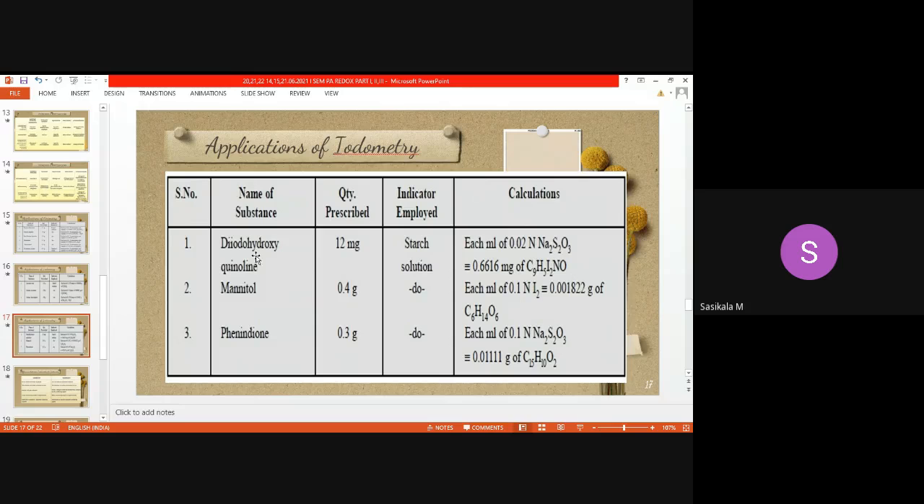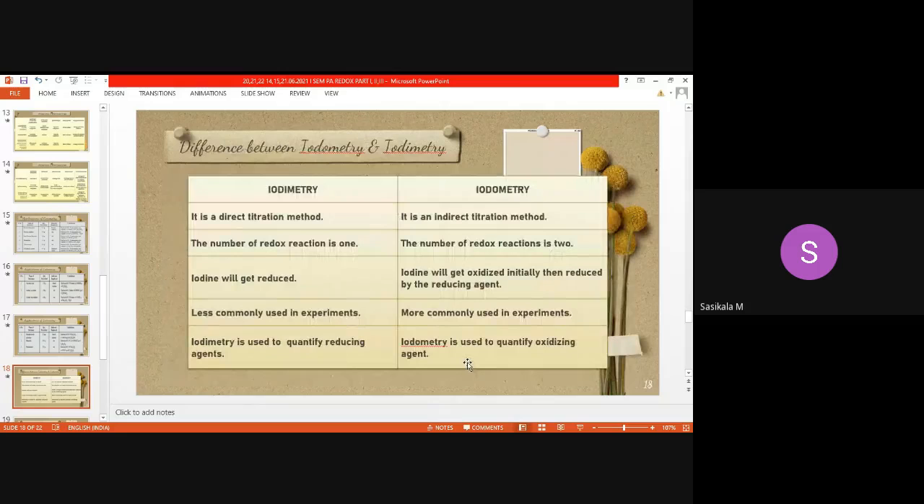Then an iodometry example: the liberated iodine will be titrated with the titrant sodium thiosulfate, a reducing agent. That is diiodohydroxyquinoline. It will liberate iodine from the reaction during the titration method. Then mannitol, then phenindione. These will all liberate iodine in the conical flask, and the liberated iodine will be titrated with sodium thiosulfate as titrant. And the difference between iodometry and iodimetry: iodimetry is a direct titration method.